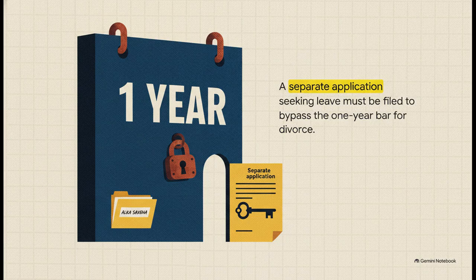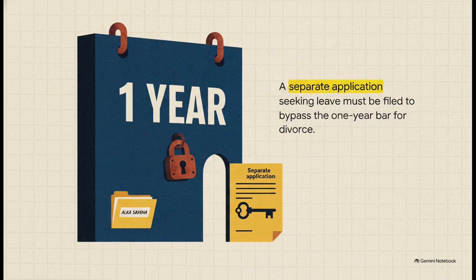But of course, the law always has exceptions, right? Like cases involving exceptional hardship or depravity. But beware of this major exam trap. If an exception actually applies, you can't just file your divorce petition early and sort of vaguely mention the hardship in the paperwork. No way.